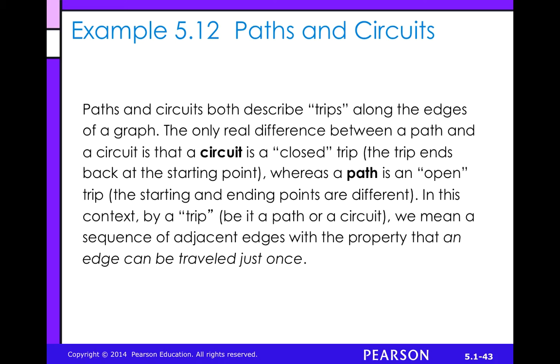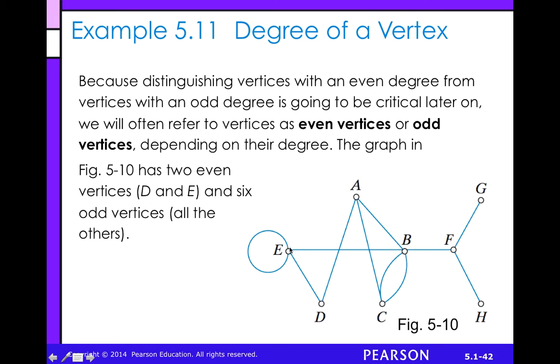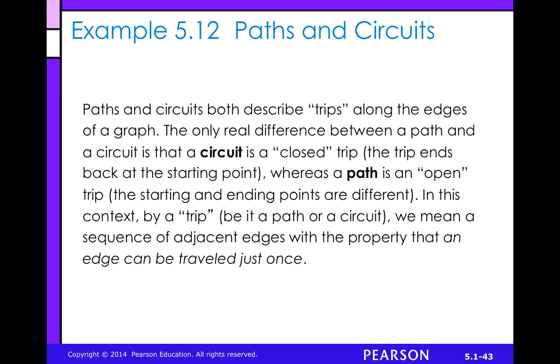Okay, the only difference between a path and a circuit is that a circuit is closed, which means that you end where you started. So in this picture here, E to D, D to A, that's a path. That's just a walking trip. It's not a circuit though, because you didn't end where you started. However, if you did E to D, D to A to B, B to E, that's not only a path, it's also a circuit because you started and ended at the same spot. So circuits are a specific kind of path.